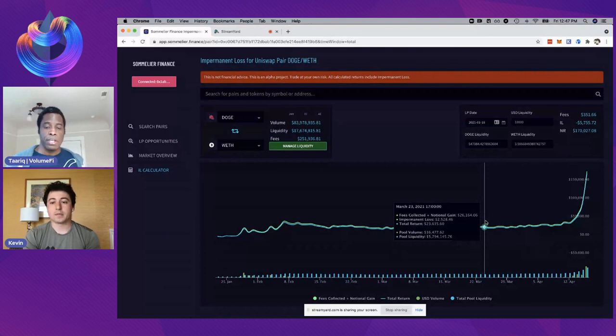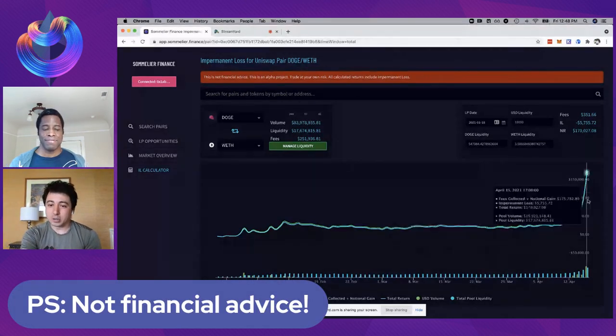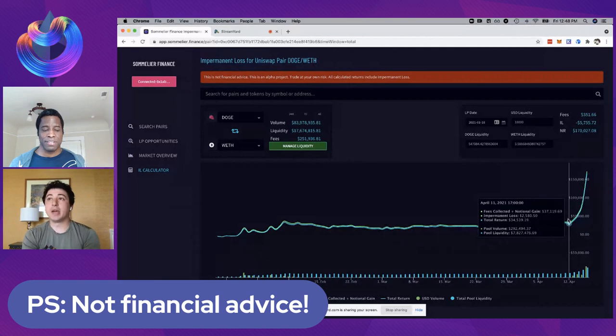Okay. So here's the question I have. Do I ape into Doge, or do I stay home with my money in my pocket? What do I got to do? Well, here's how I would think about Doge. Doge has done great in the past couple of days. It's amazing. I would love to take a Doge position because it's going to go up.